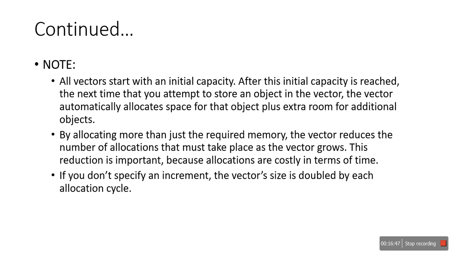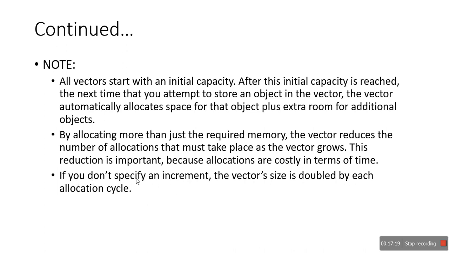For example, if your size is 10 and you store the 11th element, the size of the vector becomes 20, but the space for 9 elements becomes empty, and the memory is wasted. But Java reduces the number of allocations that must take place as the vector grows. So this reduces the memory. That is what we call garbage collection.